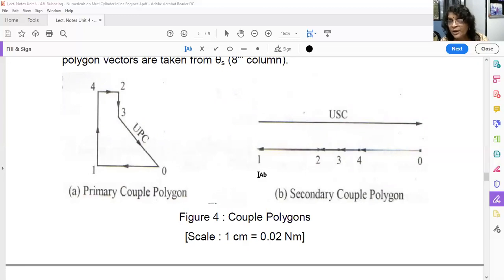Understood? Okay. So your couple will be having this much length. Now see, this is starting point, this is ending point. So join this 1 to O, that we join this line. This is your secondary couple polygon.